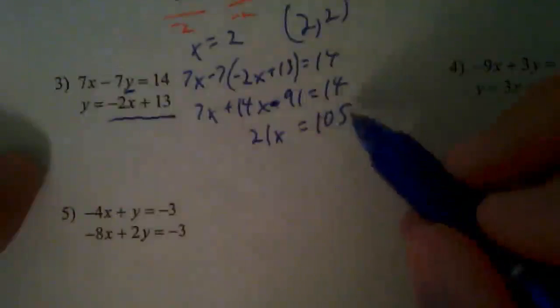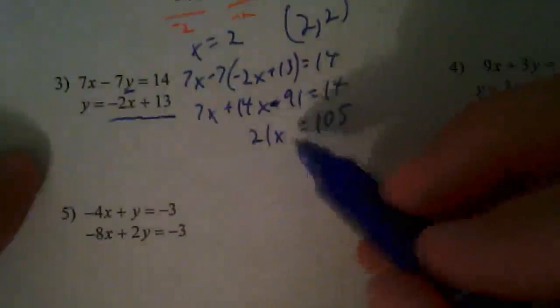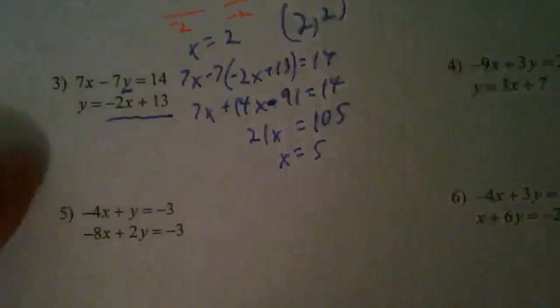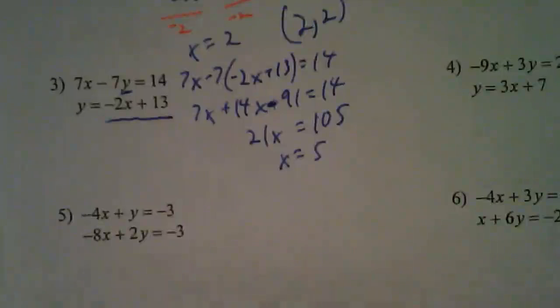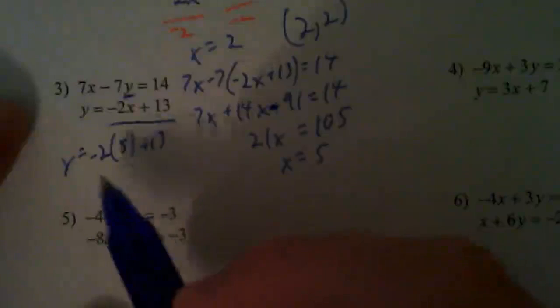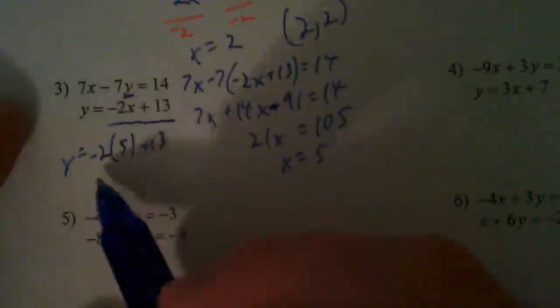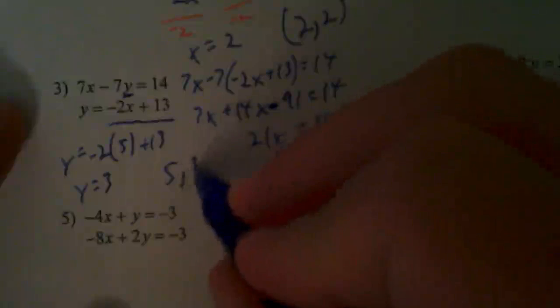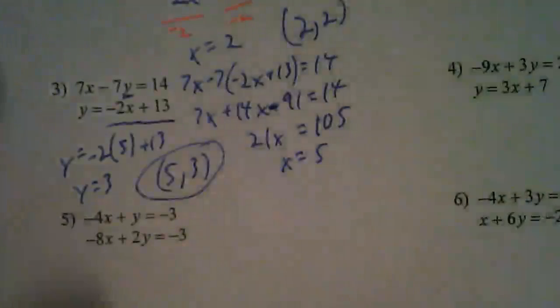And 21 does go into 105 evenly, so again, dividing off the 21 to get x by itself, we get 5. Once we know that x is 5, again, plug it back in. I plug into the second equation this time since it's already set equal to y. So y equals negative 2 times 5 plus 13. Negative 2 times 5 is negative 10. Negative 10 plus 13 is 3. So y equals 3. So our point is 5, 3.